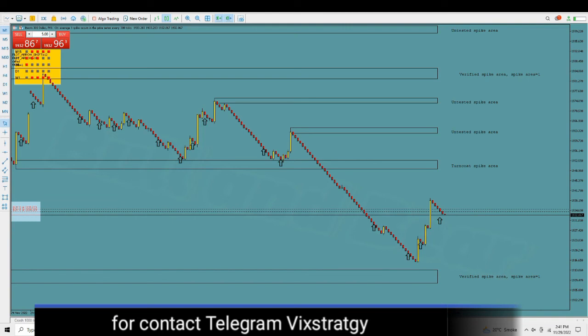So right in front of you, this is the third candle. We are waiting for a spike. This is the third candle guys, and we wait for a spike. We are waiting for a spike to make profit.